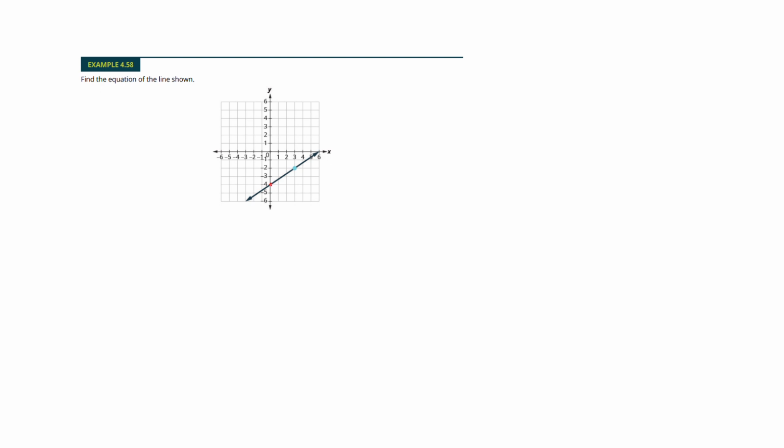So I'm here, so I'm going up. The change in y's over the change in x's is another way to say the same thing. I'm going up 2, so that's the top. How many am I going over? 1, 2, 3. I'm going over 3. Okay, so this is my slope.